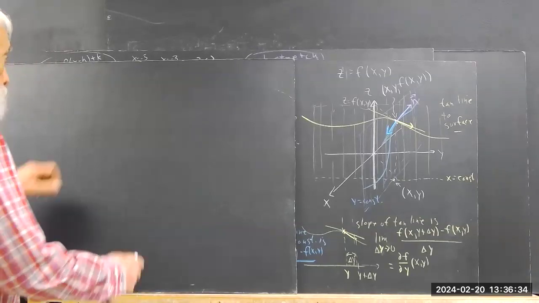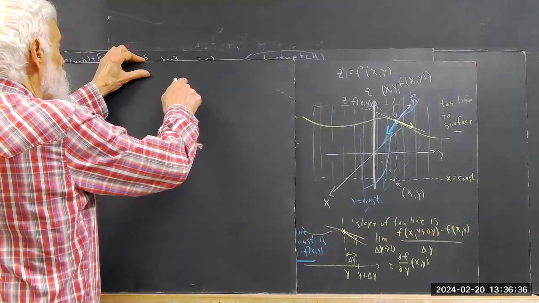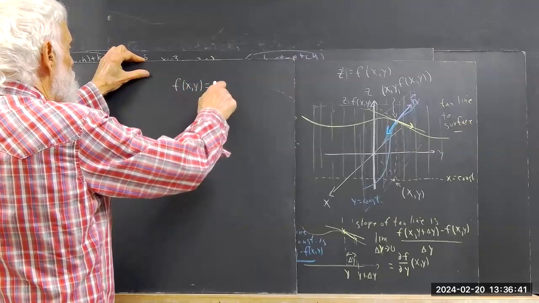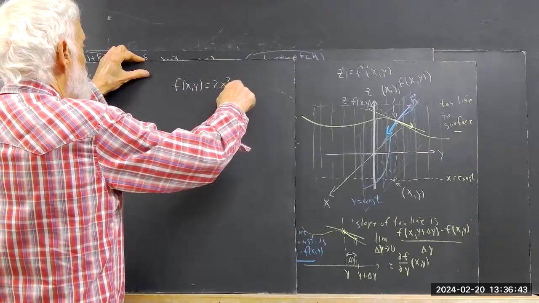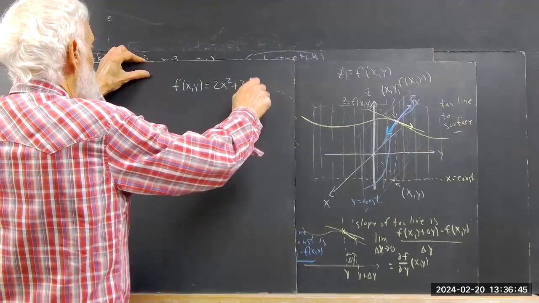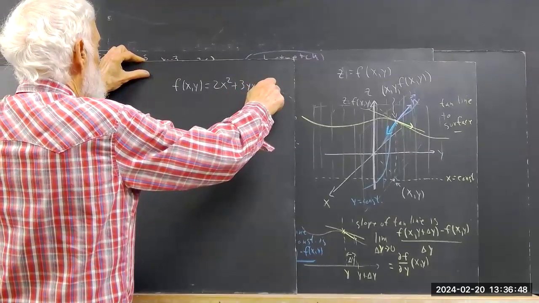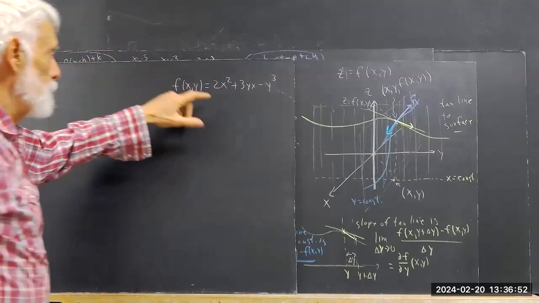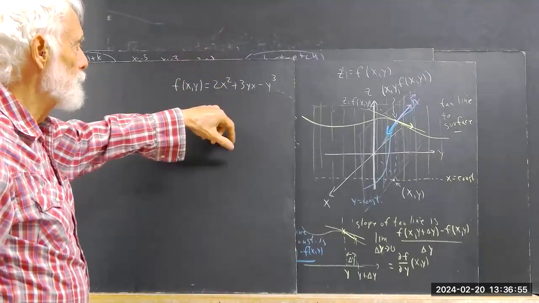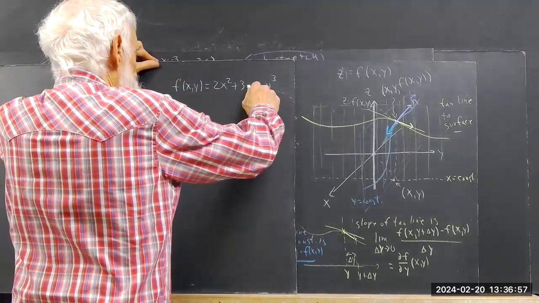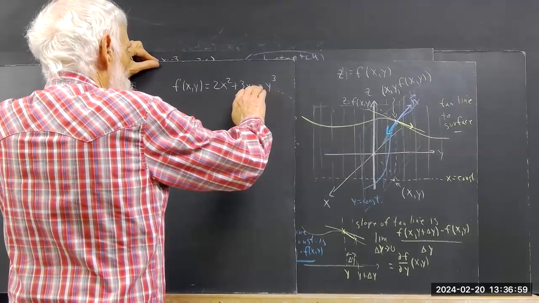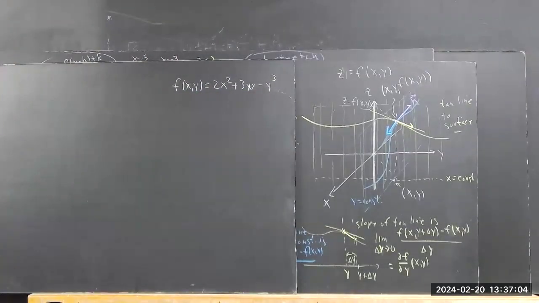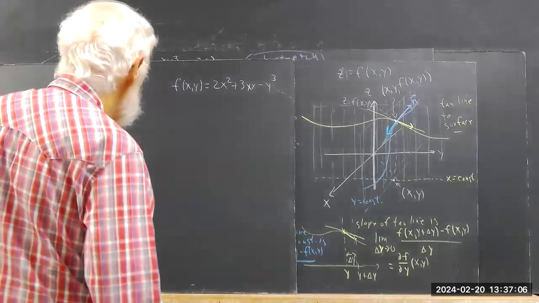Okay, to calculate the partial derivative, let's just take a simple function. 2x squared minus 3xy. I wrote it yx, and that's kind of non-standard, so change my y to an x, my x to a y, even if it looks bad. Okay.